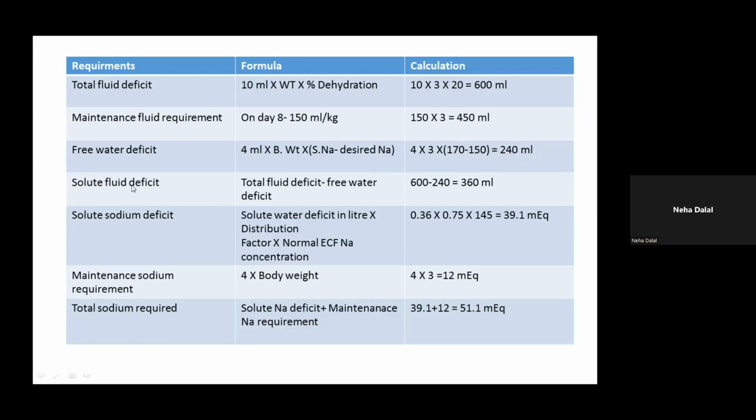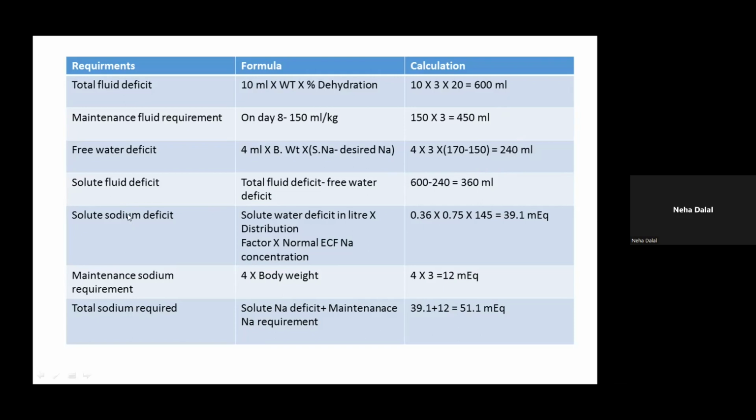Next term is solute fluid deficit, commonly known as SFD. This is calculated by subtracting the free water deficit from the total deficit. So the total which was about to be given was 600 ml, minus the free water deficit of 240 ml. So this is 360 ml. We'll chalk down all these formulas and then we'll further see how these are added and subsequently subtracted for the maintenance fluid over 24 hours.